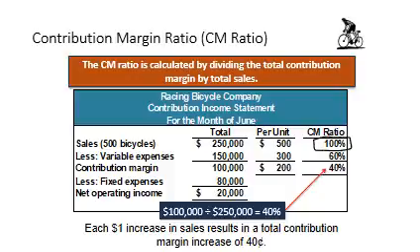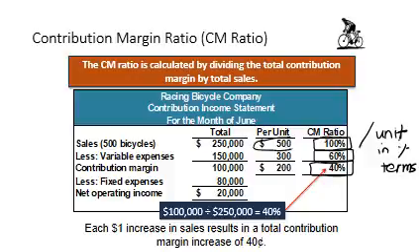Expressing the sales, variable expenses, and the contribution margin per unit in percentage terms. So originally, we were expressing the per unit as 500 is the sales price per unit. The variable expenses is 300 per unit, and the difference is contribution margin per unit.